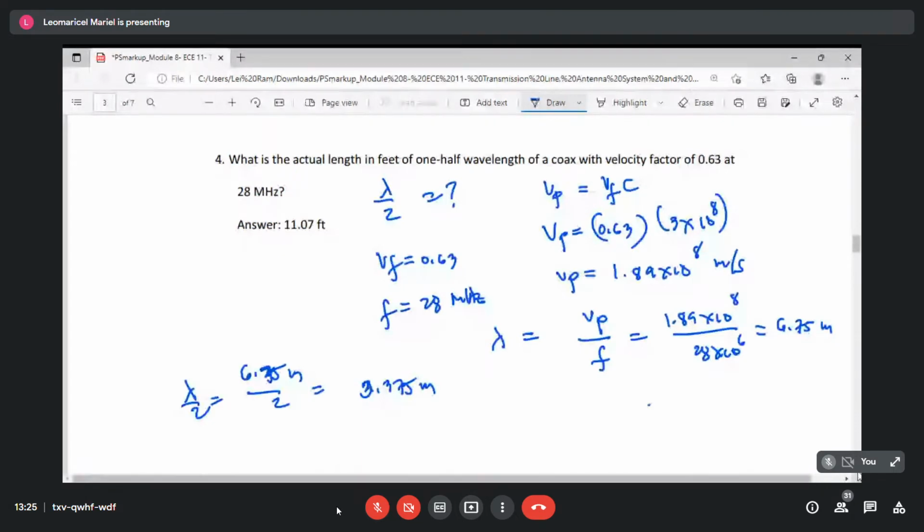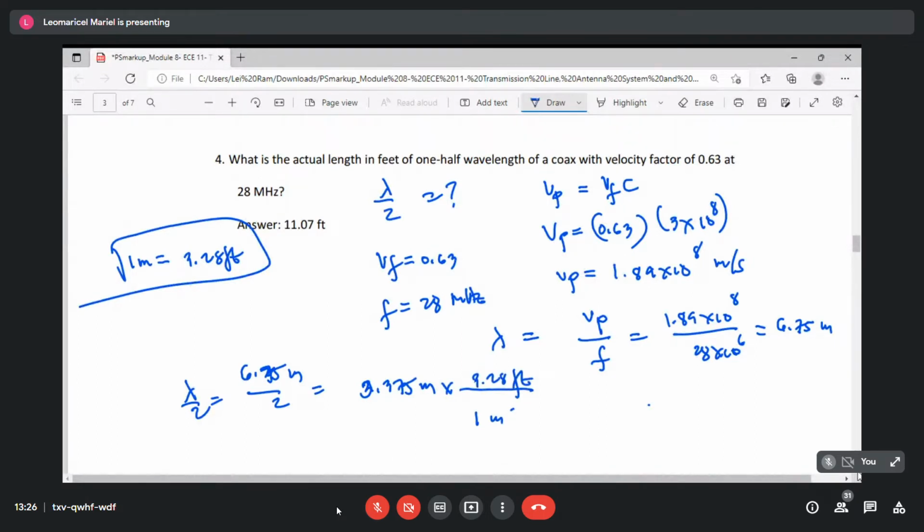So note that for every 1 meter, that is 3.28 feet. Tandaan niyo yan, ha? So that is for every 1 meter, there is 3.28 feet. So ilan ang sagot? 11.07. Okay, so that would be your answer.